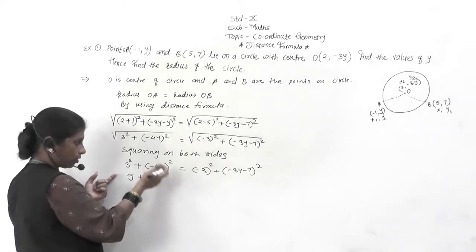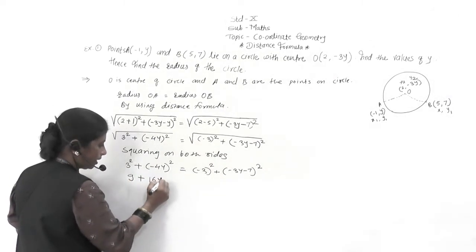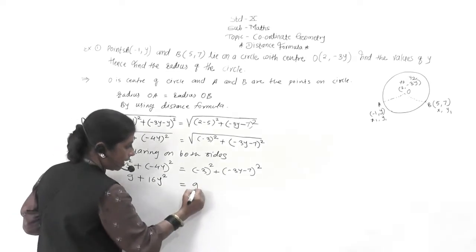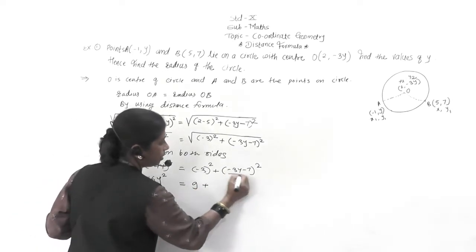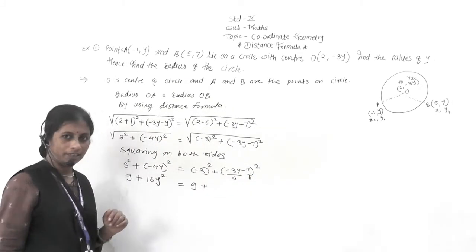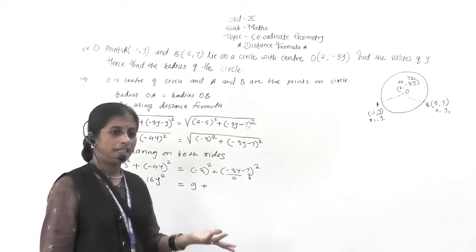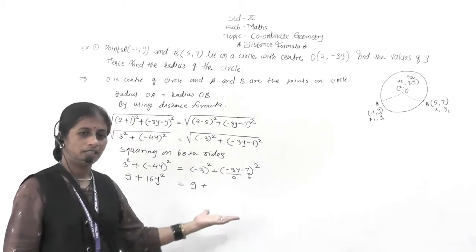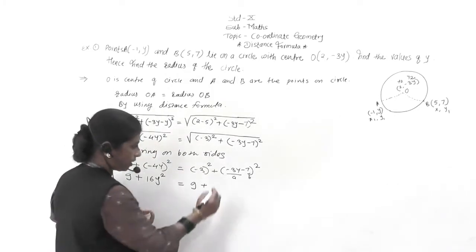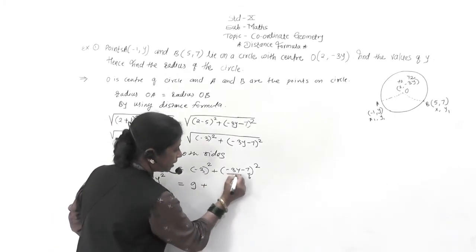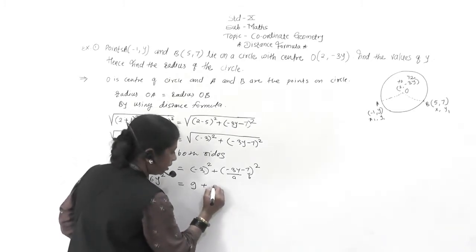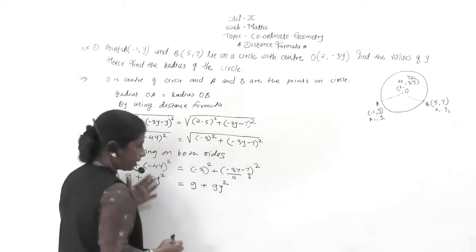4y² is 16y², equals to 9 here, minus 3 squared is 9, plus here we will use (a − b)². That is your identity. So what is (a − b)²? Yes, of course: a² + b² − 2ab. So a² means 2² minus 3y squared, so minus 3y squared becomes positive, so 9y², correct?